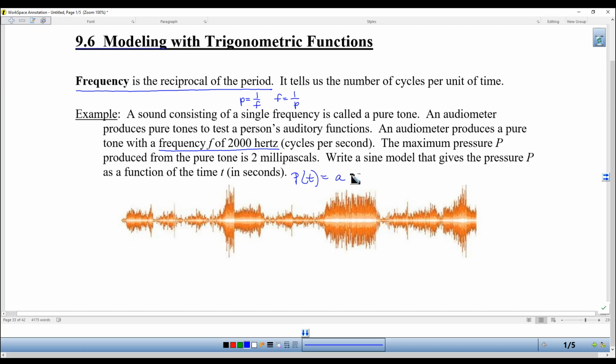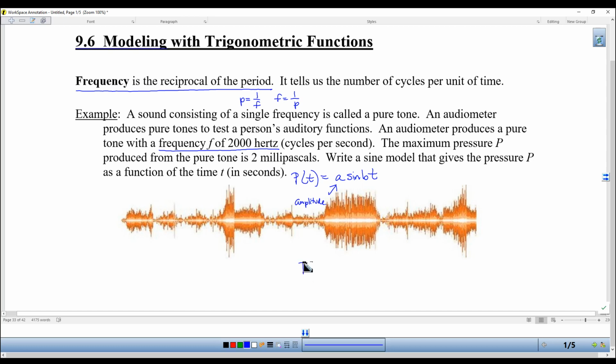So I'm going to write A sine of BT. We won't worry about shifting it left, right, up, or down. There's no reason not to have it start right at the origin. So we only need to find A and B. So remember that A stands for the amplitude, how high and low it goes. Well, they actually gave you this answer right off without having to do any work. It says the maximum pressure, P, produced from the pure tone is 2 millipascals. So the highest it's going to go is 2.